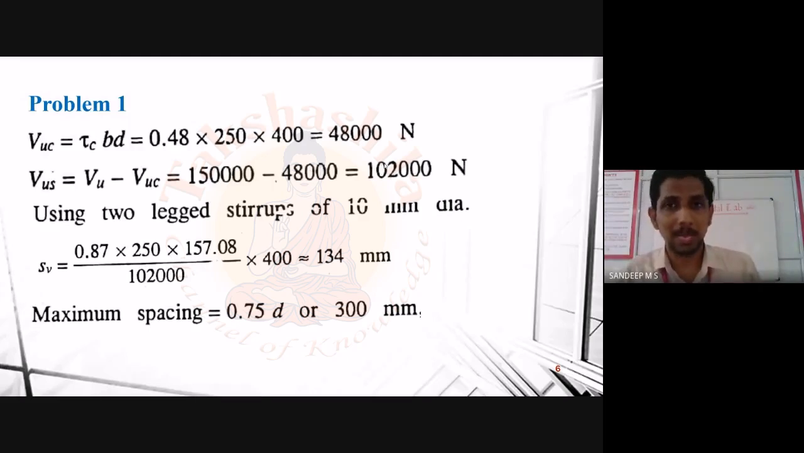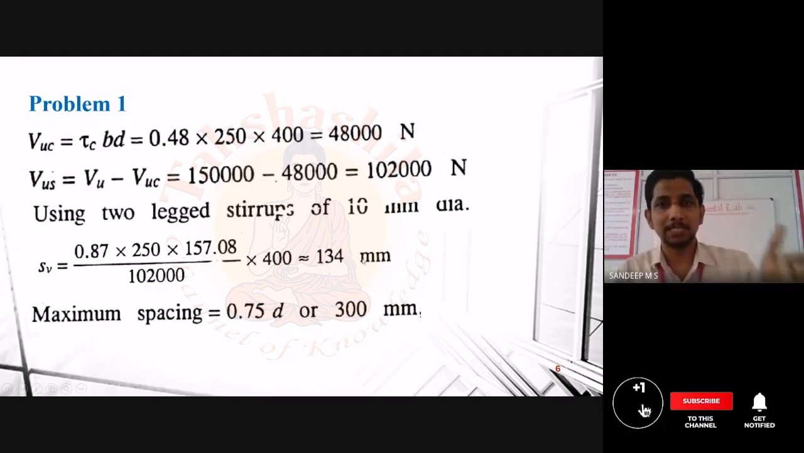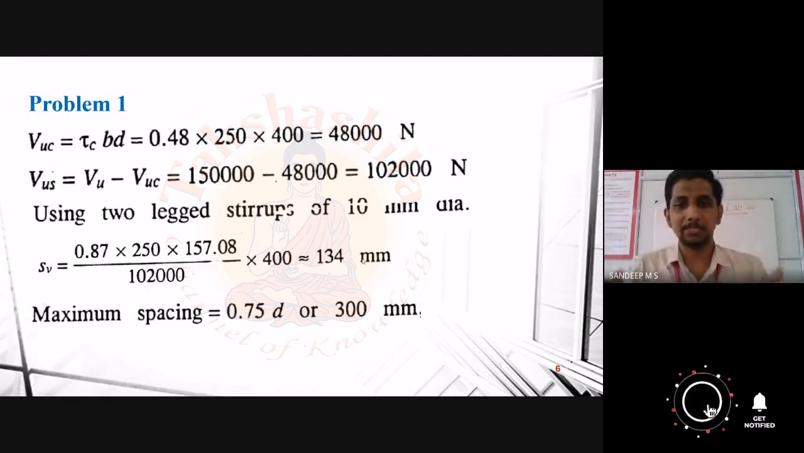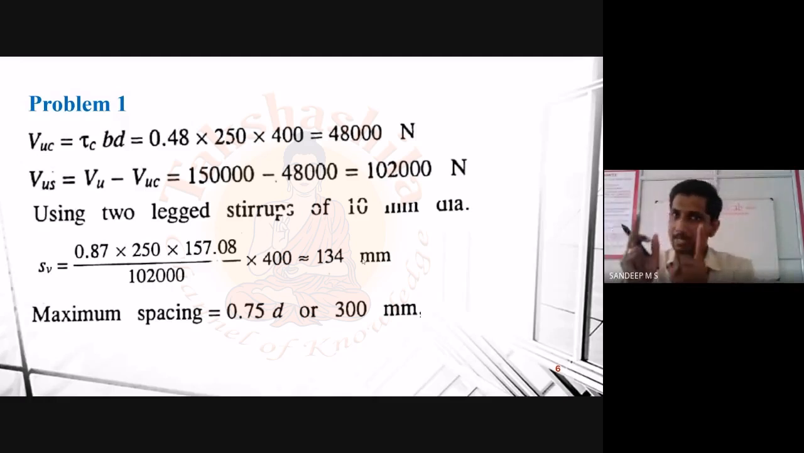In case you don't have experience, you are just starting now, so what you can do is try with 8 mm, 2 leg 8 mm bars, and what will happen is that you may be getting a very low, very congested spacing. In this case, SV is getting it as, they are actually using 10 mm bars, and again they are getting it as 134 millimeters. Please visualize that length, 134 millimeters, 13.4 centimeters. That is less than your small scale.